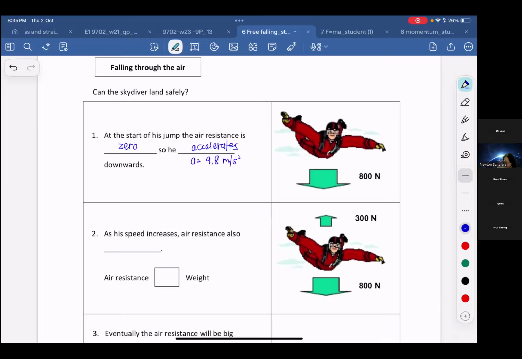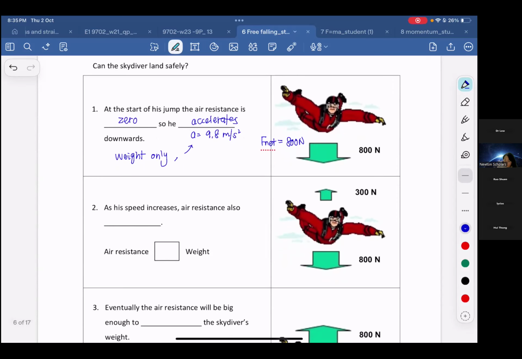So at here, they only have weight. Weight only. So it accelerates at 9.8 meters per second squared. So this one, the net force is 800 newtons. Do you remember how to find net force? If in the opposite direction, big force minus small force. Okay, accelerate means speed up. Am I right? So speed increases because you accelerate.